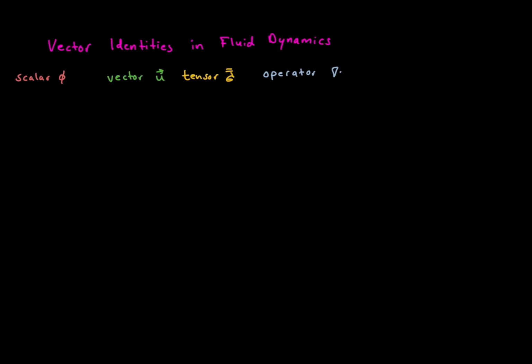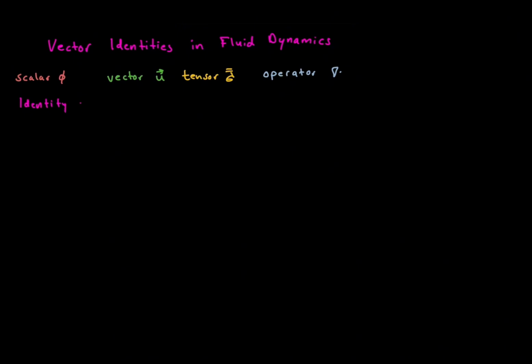In advanced fluid mechanics, vector identities are not decorative mathematics. They are structural tools. They allow us to rewrite the governing equations in ways that reveal physical meaning. The goal of this video is not to prove identities formally. The goal is to become comfortable using them and to see why they matter in the context of fluid dynamics.